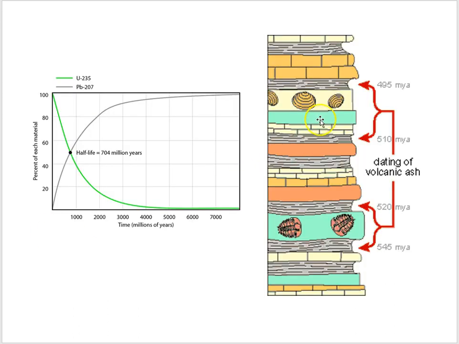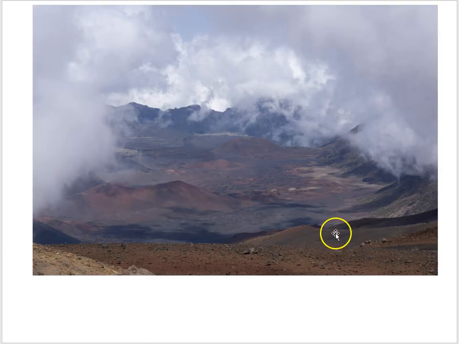And so then what we have is an ability to date the volcanic ash layers. And so if this layer is 495 million years and this layer is 510 million years old, then the shellfish have an age somewhere between those two dates. So it's amazing, though, to think next time we see a volcano, we can enjoy its splendor and its beauty. This is the Haleakala crater on the island of Maui.